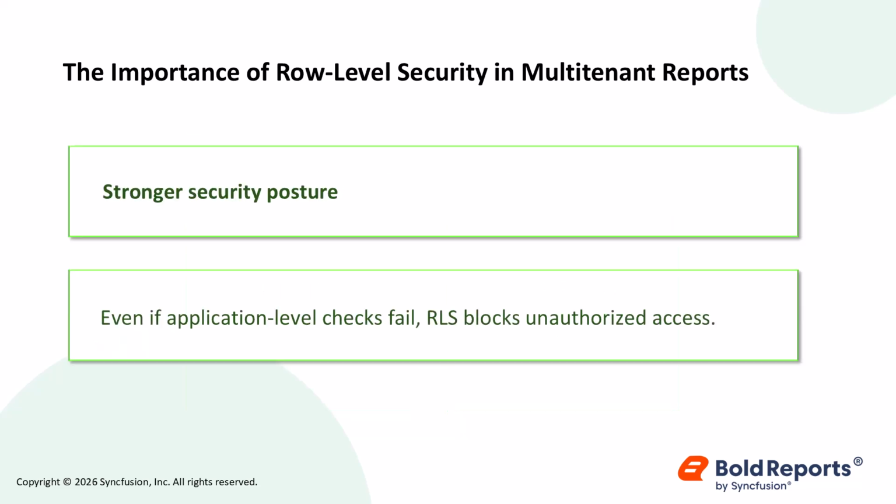It also gives you an improved security posture. By enforcing access policies at the database level, row-level security adds an extra layer of security. Even if application-level controls fail, row-level security ensures that unauthorized access to data is blocked.